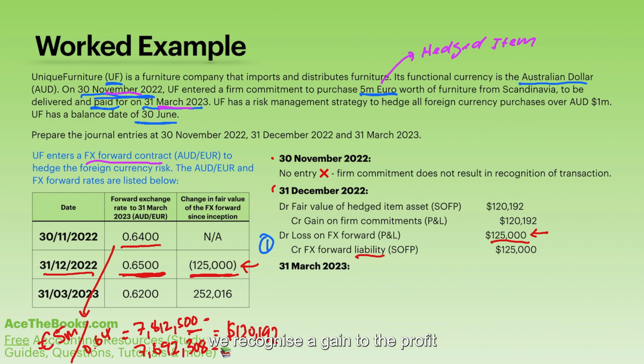To recognise this, we recognise a gain to the profit or loss of this amount, as well as a corresponding fair value item asset for the amount of the difference seen. And that represents the second step of the accounting framework applied.